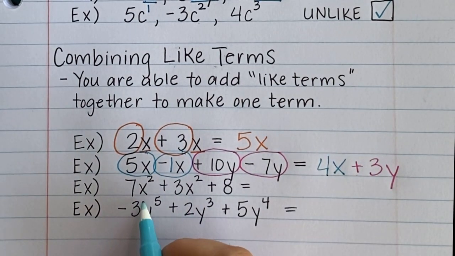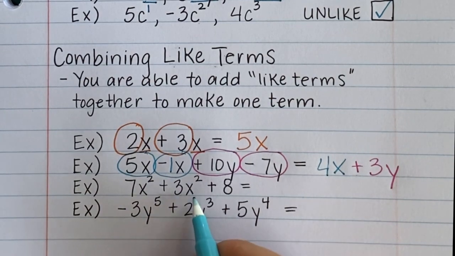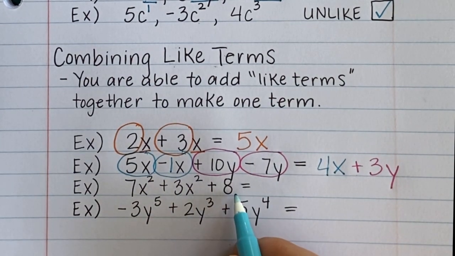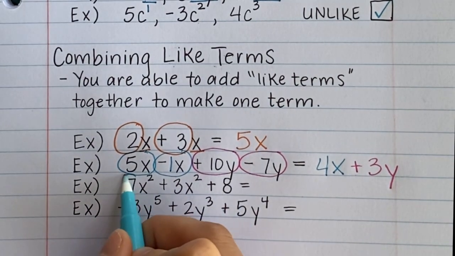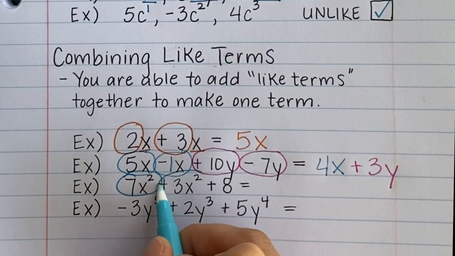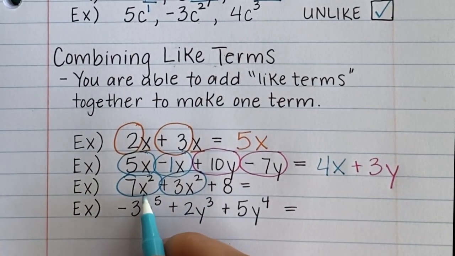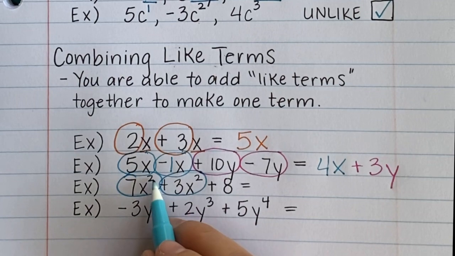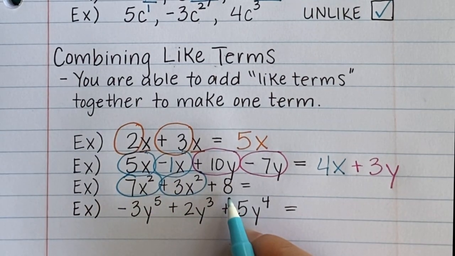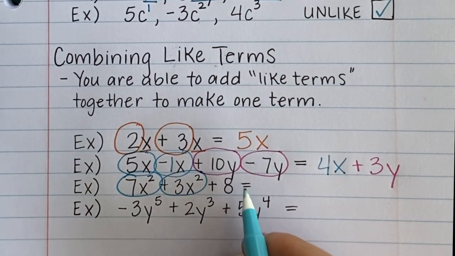Let's look at this third example. We have 7x squared plus 3x squared plus 8. So only two terms are alike. 7x squared and positive 3x squared. They both have a variable of x raised to the second power versus our 8 is just a constant. So we're not going to be combining the 8 with these two terms.